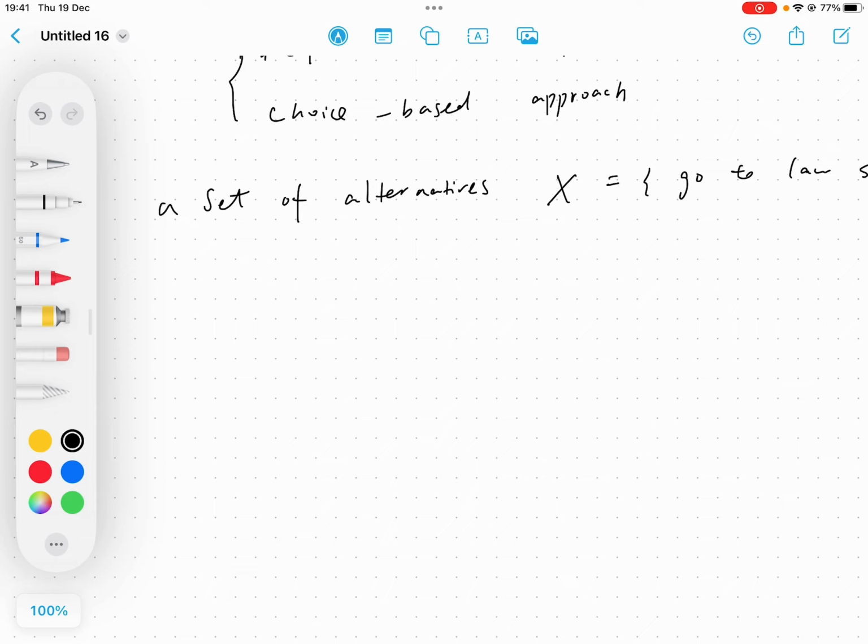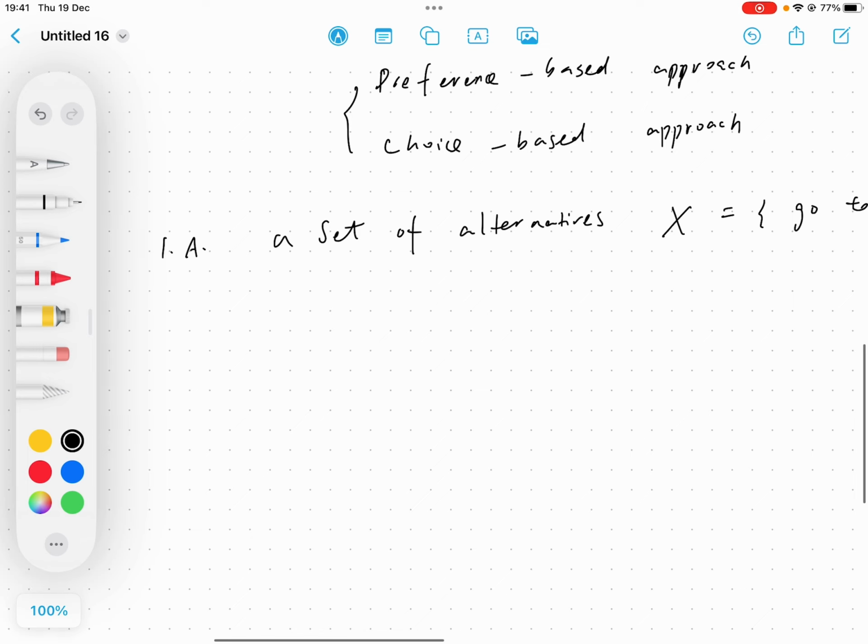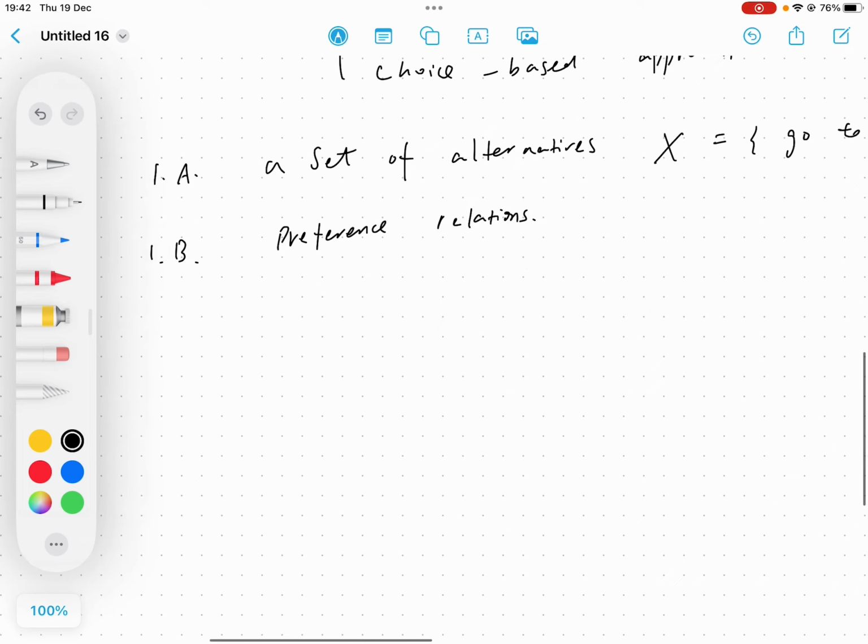Okay, so that'll be the introduction, 1.A. Okay, so now let's go to 1.B. and that'll be the preference relations. Okay, so now we're gonna make this definition on the preference relations. So this is in the first approach that we discussed. It's called preference-based approach. Okay, so later we'll talk about choice-based approach, but here this preference relation is defined for this approach.